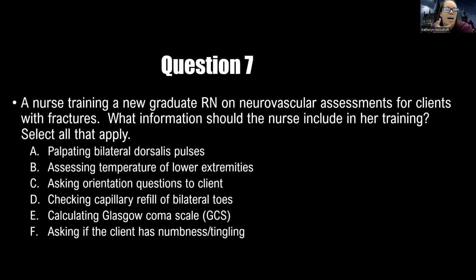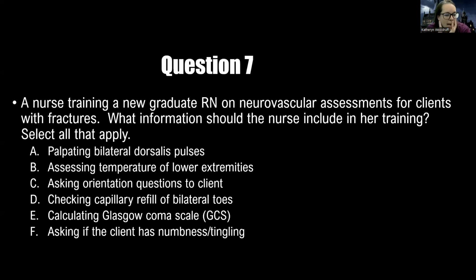Letter B says, assessing temperature of lower extremity. I have to think about my 6 P's and 1 C, and that P is going to be poikilothermia. Poikilothermia is all about temperature, how warm or cold. Because when you think neurovascular, you should think about blood flow. These are all the assessments that tell me how well my blood is flowing to my extremities. How well I have a pulse in my foot tells me how well I'm getting flow, and temperature too, because if I'm not getting good blood flow, I'm going to have an alteration in temperature.